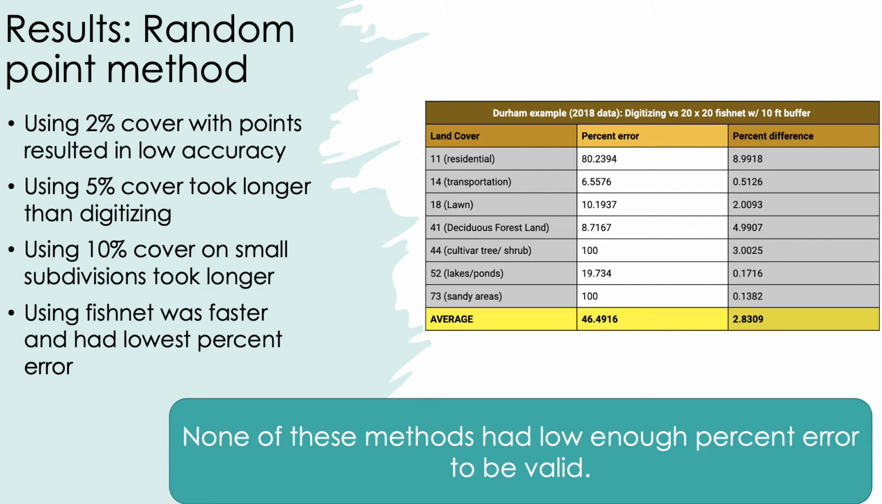And finally, a fishnet method was tried instead of random point distribution, and it did have the lowest percent error and was faster than digitizing. However, as you can see on the right, the percent error was still quite large on that. So none of the methods that we used were valid in our research because the error was too great.